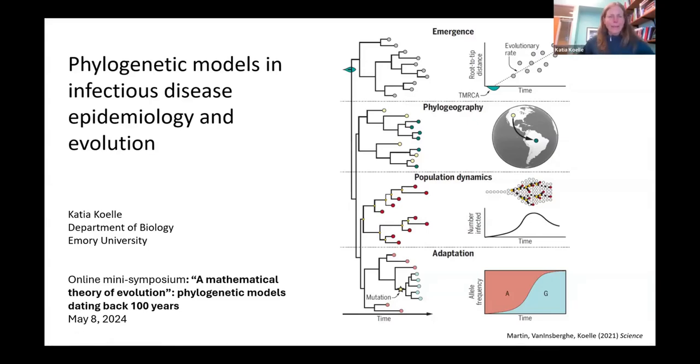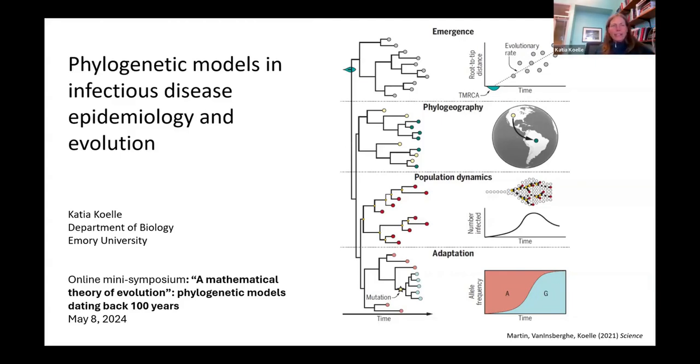So, kind of like Simon, I was given this title, Phylogenetic Models and Infectious Disease Epidemiology and Evolution, which I was excited to write about. And thank you both to Noah and to Tanya and to Mike Steele for inviting me to contribute to this issue. And the more I thought about it, the more it became a little bit of a daunting task to contribute one manuscript on this huge topic.